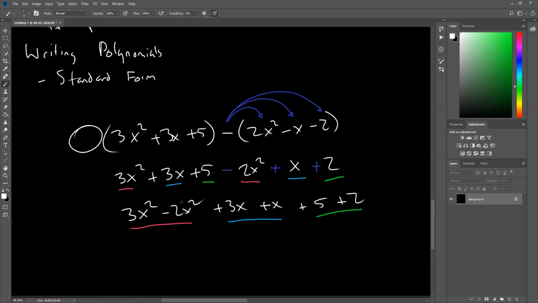And all together, we can simplify this down. 3x squared minus 2x squared, same variable. So we just use the coefficients and subtract. 3 minus 2 becomes 1, so 1x squared or just x squared. 3x plus x, same variable, so we can just add the coefficients. This one has an imaginary 1 coefficient because anything times 1 is equal to itself, right? So we just assume the 1 is there. So this becomes 4x, right? We just add the coefficients, and then 5 plus 2 is 7. That makes sense?